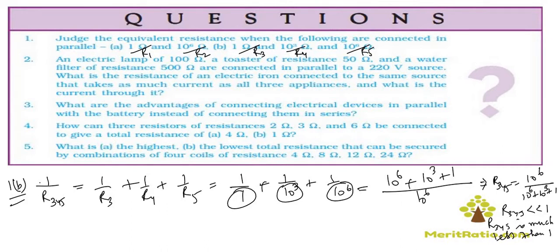So we are asked to compare the equivalent resistance of the two combinations. In case A, it was given 1 ohm and 10 to the power 6 ohm, and in B, 1 ohm, 10 to the power 3 ohm and 10 to the power 6 ohm. So as the number of resistors increases in parallel combination, the equivalent resistance decreases. So R345 is less than R12.